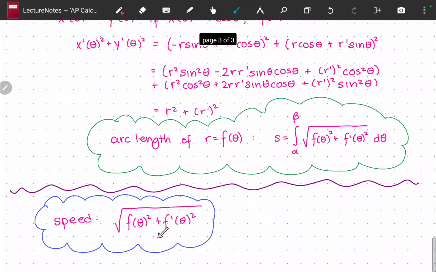And then the final thing was speed. And then just remember speed is going to be the derivative of your arc length, just like it was with parametric. Your speed is just this. And then that was it. That was the end of our notes.